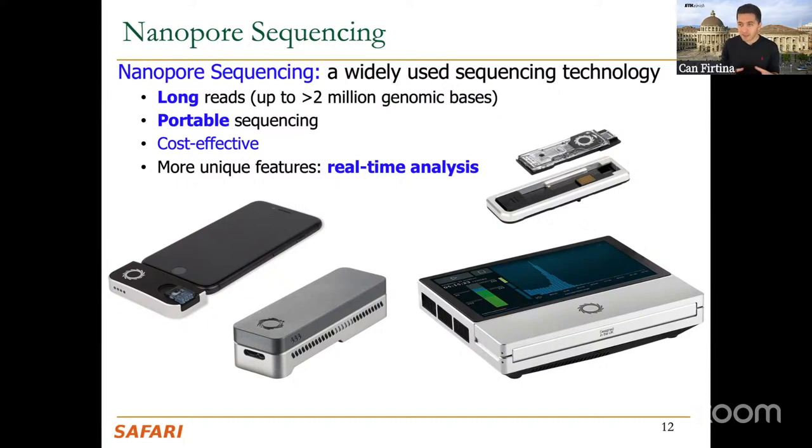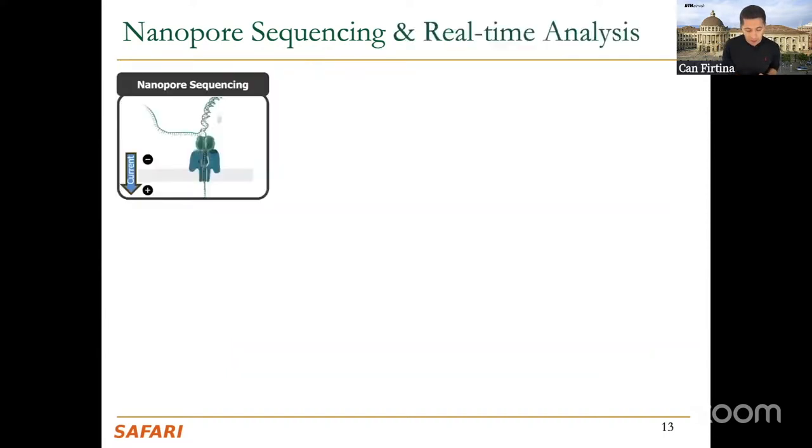As I said, this is in a very compact form, so this means that we can design sequencers that are very small, specifically this one here, this is a MinION, that can fit in the palm of your hand. So we can even achieve portable sequencing in the field. These are relatively cost effective. You can spend around $1,000 to sequence your own genome. And there are also some unique features, for example, real-time analysis that I'll cover next. So this is a bit more lower level look at how nanopore sequencing is working.